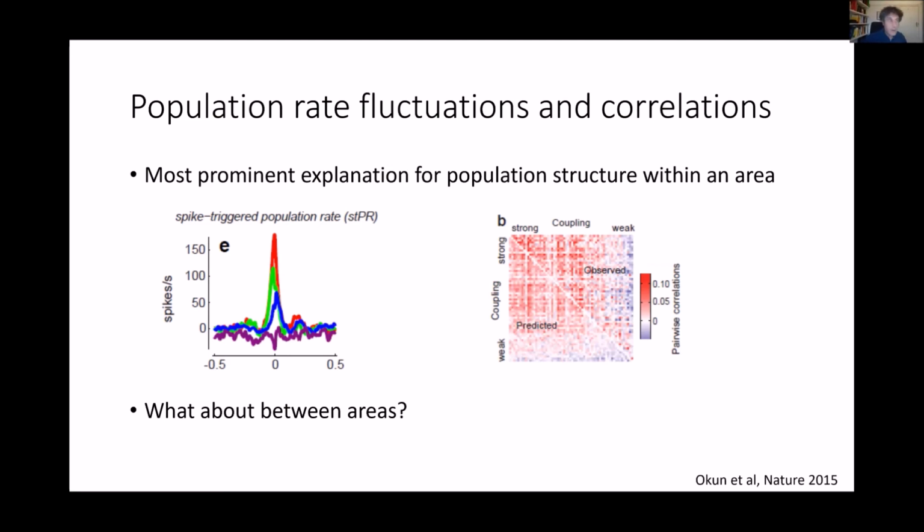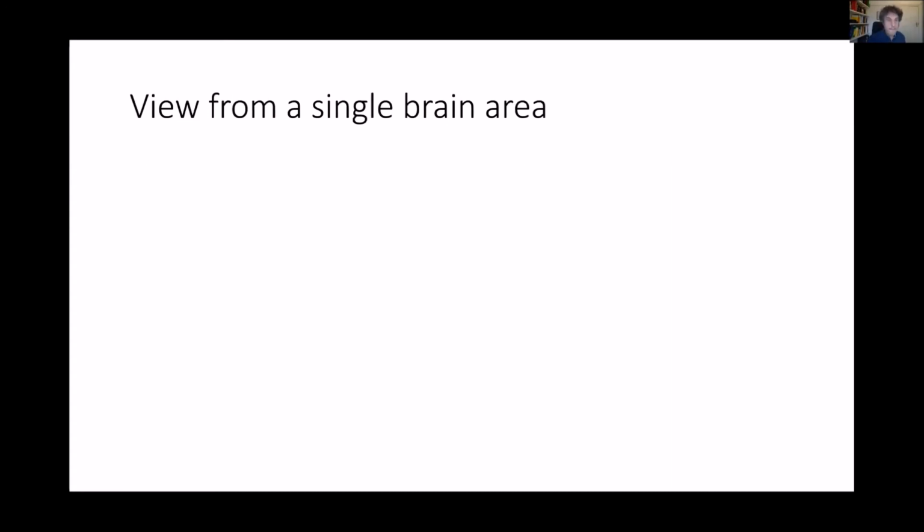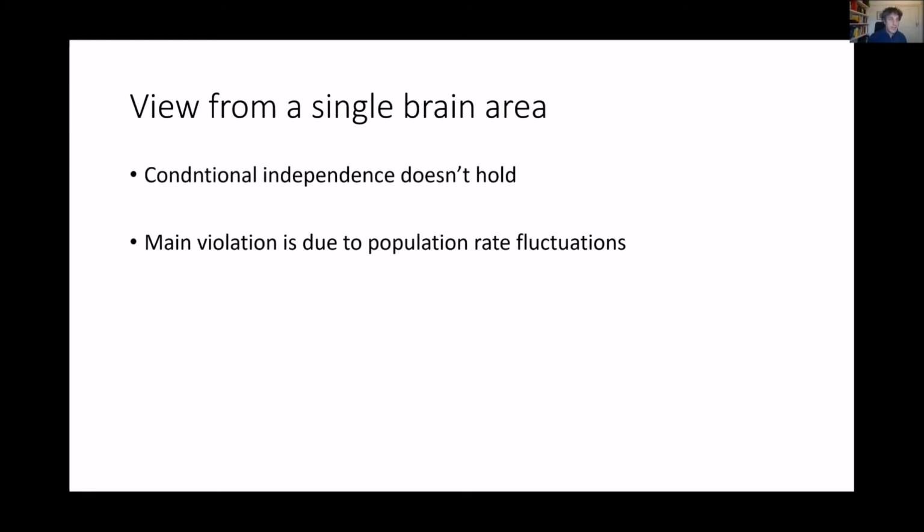That's a question that is still very, very open and is exactly the sort of thing that NeuroPixels probes will allow you to look at. Okay, so let's just summarize it so far. The view from a single brain area. So conditional independence doesn't hold, and the main reason it doesn't hold is because you have fluctuations in the population rate, which impose these correlations on the individual cells.